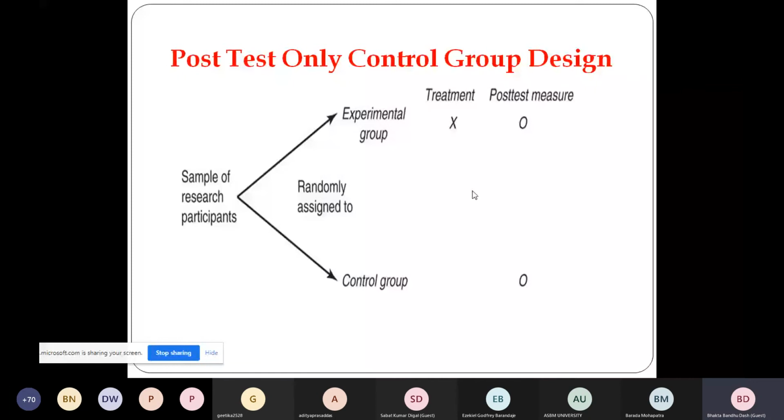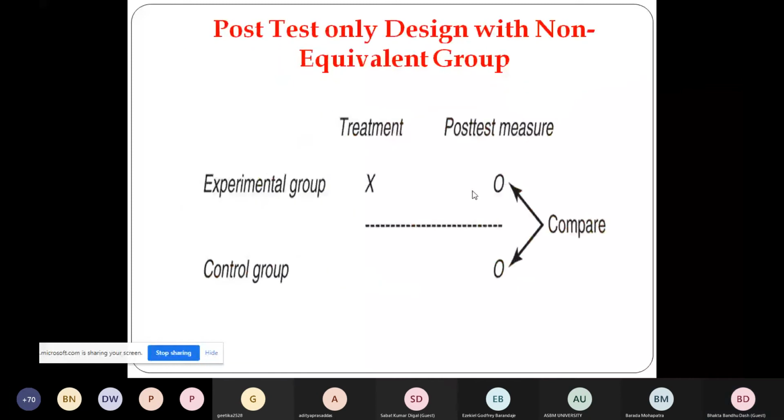Post-test only design with non-equivalent groups. Non-equivalent groups means where both the groups are not of equal size. And the post-test assessment is there, where the experimental group is intervened with the treatment and the control group is not intervened with the treatment. And the post-test assessment is there between the experimental as well as the control group. So that is a kind of comparative analysis. And this is the post-test only design with non-equivalent groups.